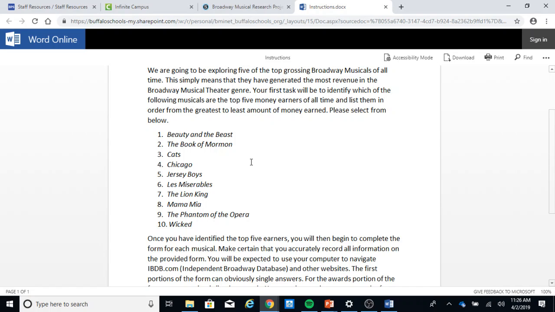These are in alphabetical order. Just telling you this is not the order. These are definitely the top 10 highest grossing Broadway musicals of all time. You're only going to be working with the top 5. You have to determine what they are, okay? These are not in any order. This is not Beauty and the Beast being the top 1 and Wicked being the bottom 10. It's not arranged that way. Alphabetical order. Okay? So just keep that in mind. They're arranged alphabetically. It is up to you to determine which ones are the top 5 grossing.